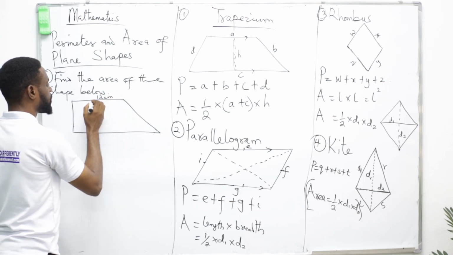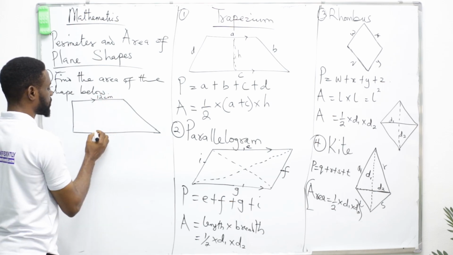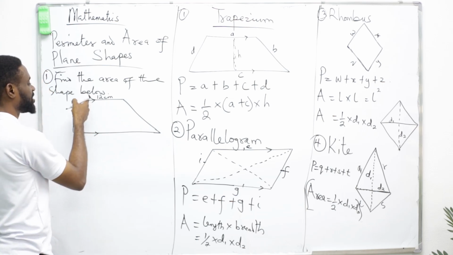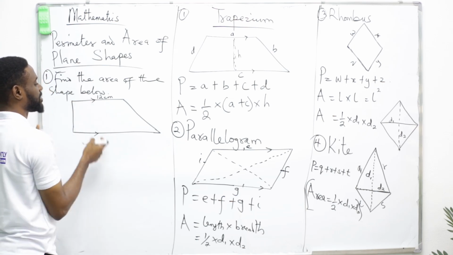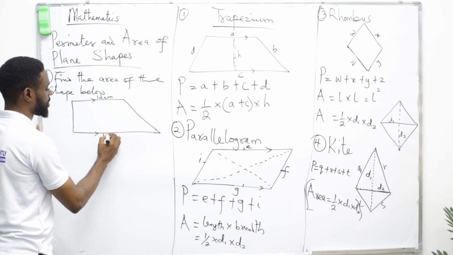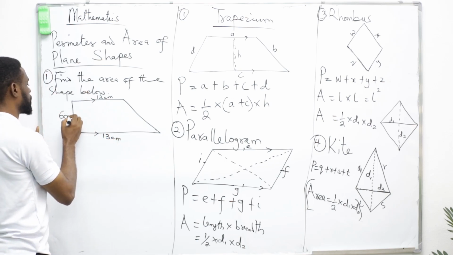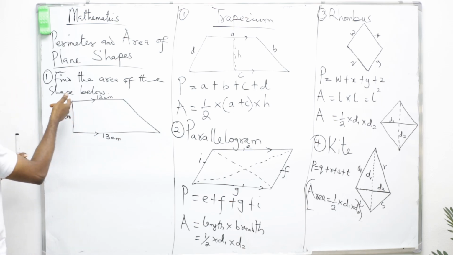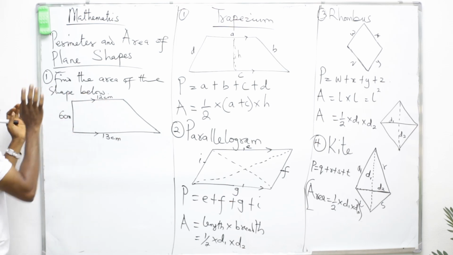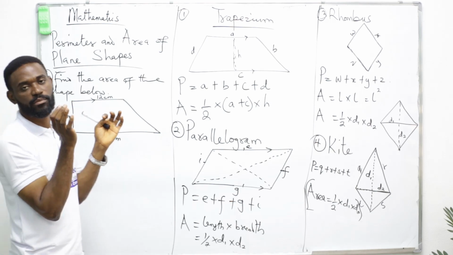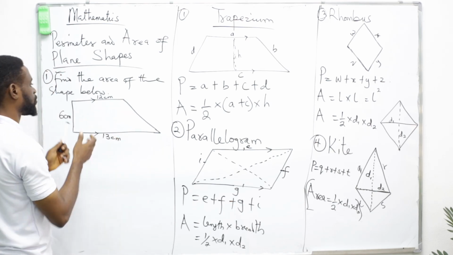Now they had to put a mark, an arrow here, showing you that these are two parallel lines, okay? So this is 13 cm. Then the height, they say 6 cm. Remember, this is the height of this trapezium. Do you understand me? So they say we should find the area.